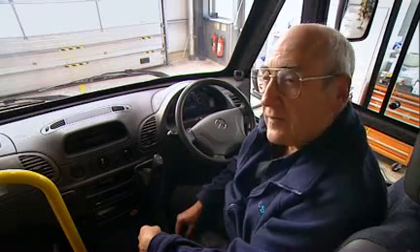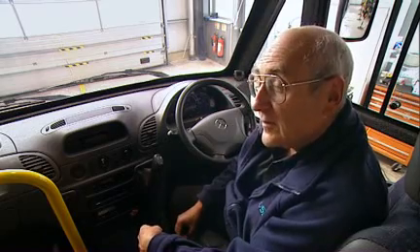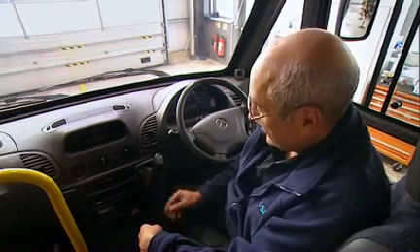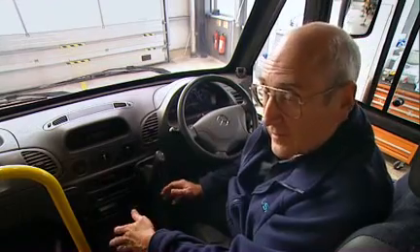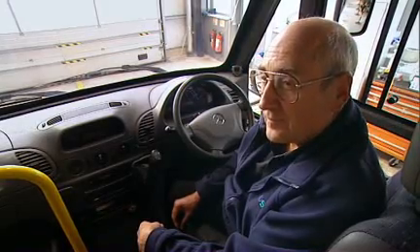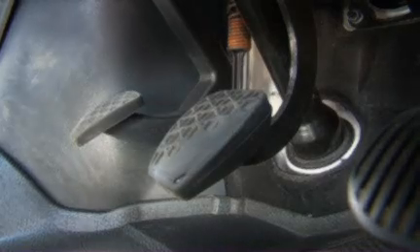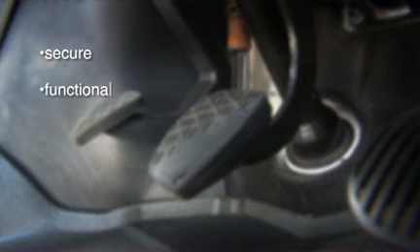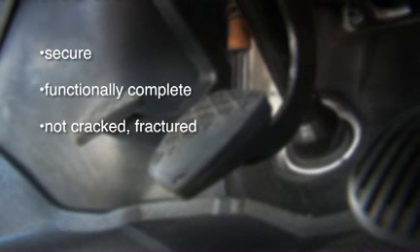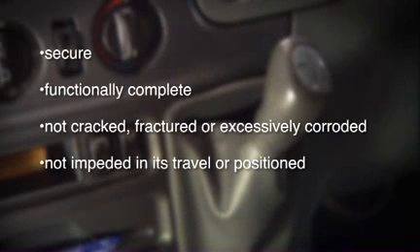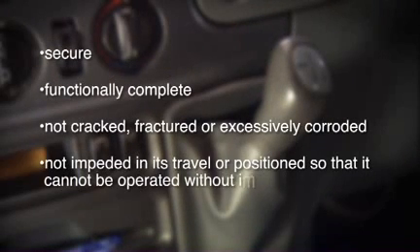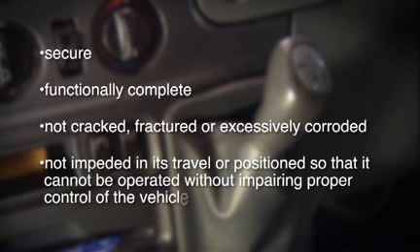So what constitutes a driving control? Well, basically any driving controls that are not covered by other sections of the manual. Clutch, gear lever, accelerator, engine stop, for example. And driving controls are applicable to Class 5s only? Exactly right, mate. So what are the checks? We check that any driving control is secure, functionally complete, not cracked, fractured or excessively corroded, that it's not impeded in its travel or positioned so that it cannot be operated without impairing proper control of the vehicle.